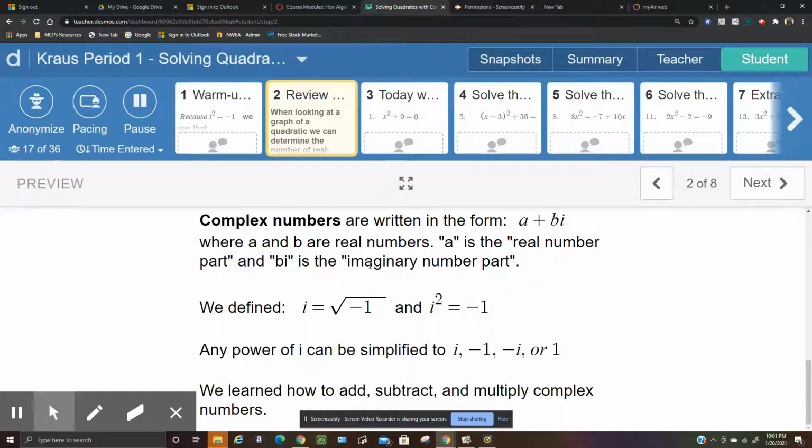Slide 2 is just a note slide. Complex numbers are written in the form a plus bi, where a and b are real numbers. A is the real number part, and bi is the imaginary number part. We defined I as the square root of negative 1. I squared is negative 1. Any power of I can be simplified to I, negative 1, negative I, or 1. We learned how to add, subtract, and multiply complex numbers.